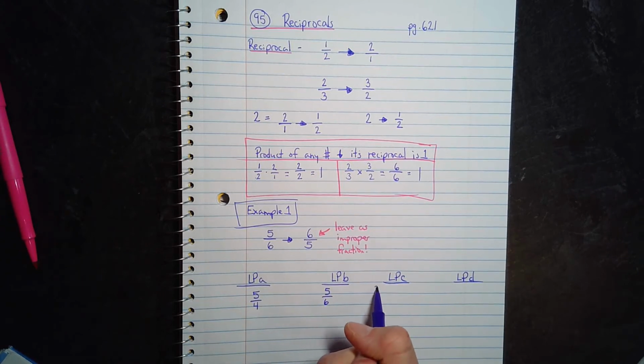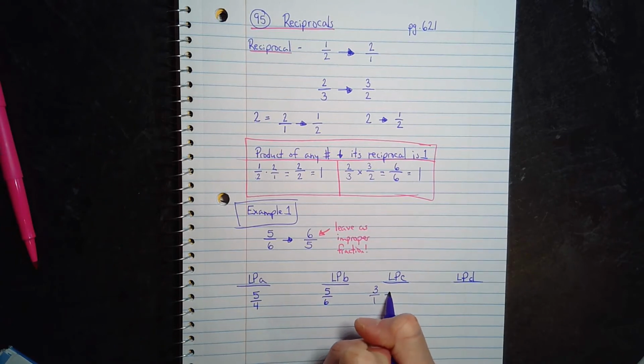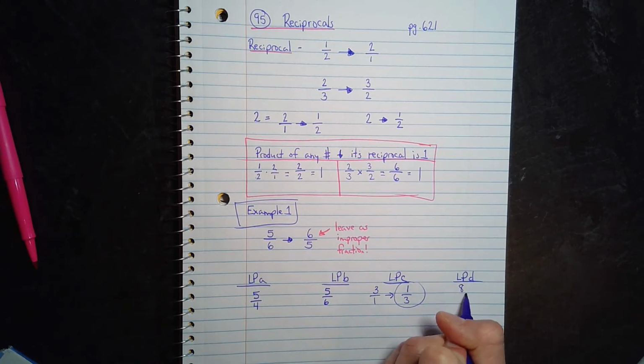And so remember, you're going to take that 3 and you're going to make it into 3/1. So then its reciprocal would be 1/3. And then for lesson practice D, we had 7/8, and so your reciprocal should have been 8/7. And remember, you should leave them as improper fractions for each of those.